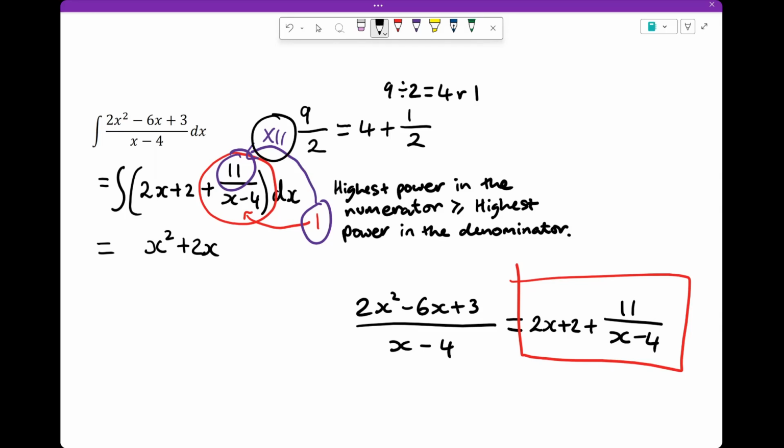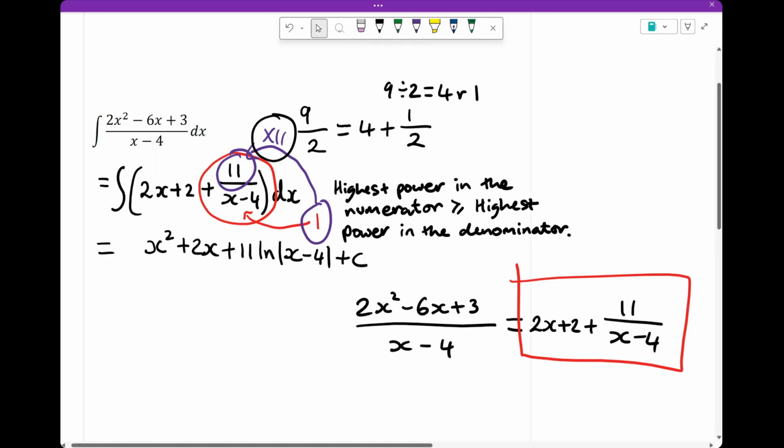So the integral would be plus 11 multiplied by the natural logarithm of the modulus of my denominator x subtract 4, like that. And of course we need a plus c, and then that would be my complete final answer to the integral in this question.